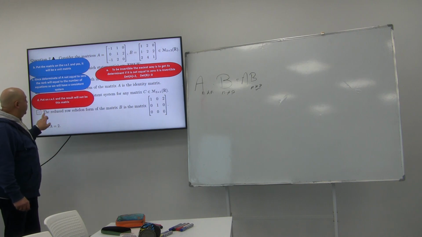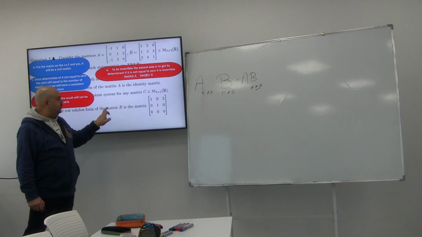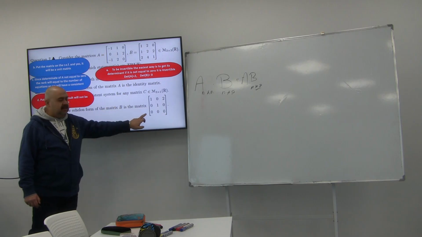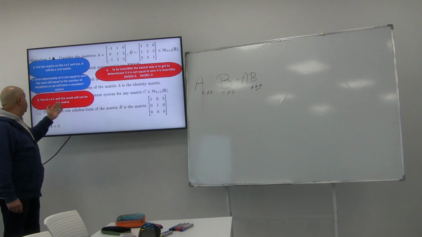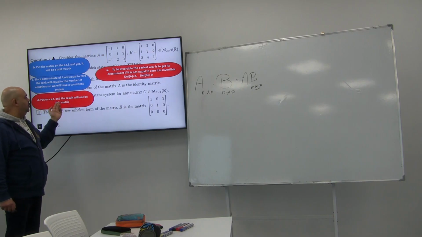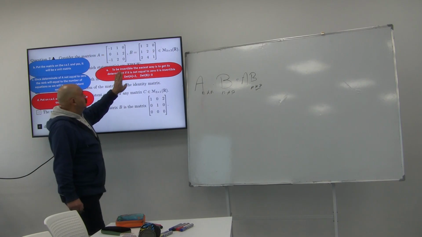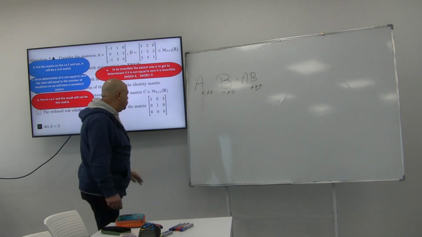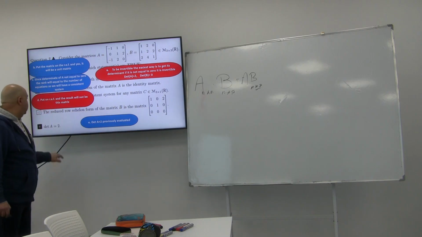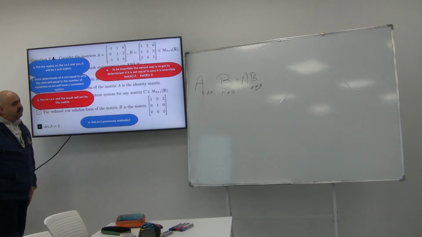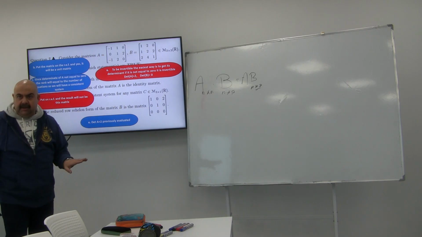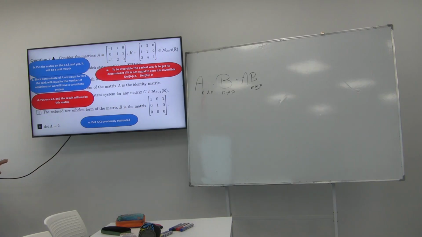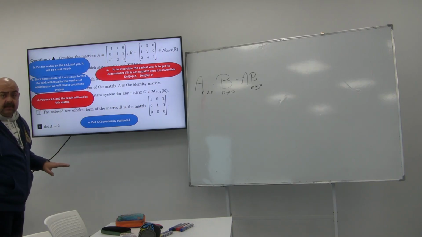Number D, the reduced row echelon form of matrix B is the matrix, and he is giving you this matrix. Okay, once more, do the reduced echelon form, and the result will not be this matrix. So use matrix B, start to do the reduced echelon form steps. It's not going to equal this matrix. Determinant of A equals 2, we already have this from the first step. So as you can see, this question is really very simple and very fast to answer.